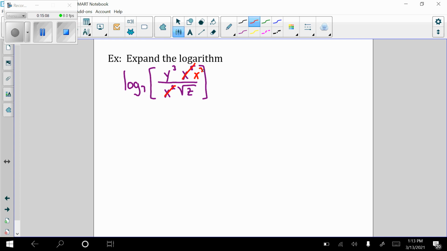Okay, so the first thing I'm going to do is apply my quotient property. So I'm going to take that argument and I'm going to expand it to a subtraction problem. So I have log base 7 of the numerator, and I'm going to put my x first and my y second just to get my alphabetical order, minus the logarithm of the denominator. The x squared is gone. And if you think about the square root of z, I can change that to an exponent, which is z to the 1/2.